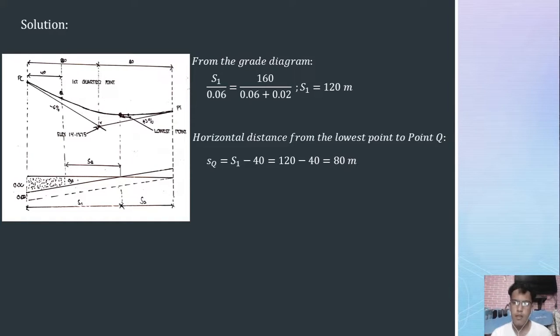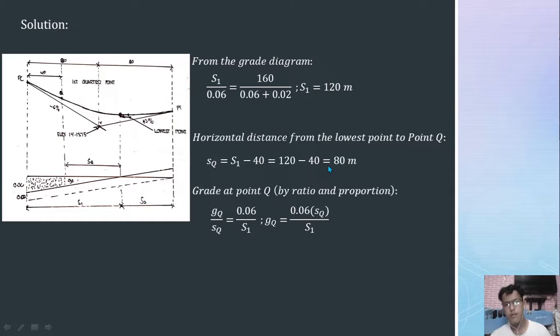So we have to find SQ, which is equal to S1 minus 40. We already got S1, so we substitute 120 minus 40, which is equal to 80 meters. The grade at point Q, by ratio and proportion, we just substitute the values and get GQ. We multiply SQ times 0.06 all over S1, which is equal to 0.04.